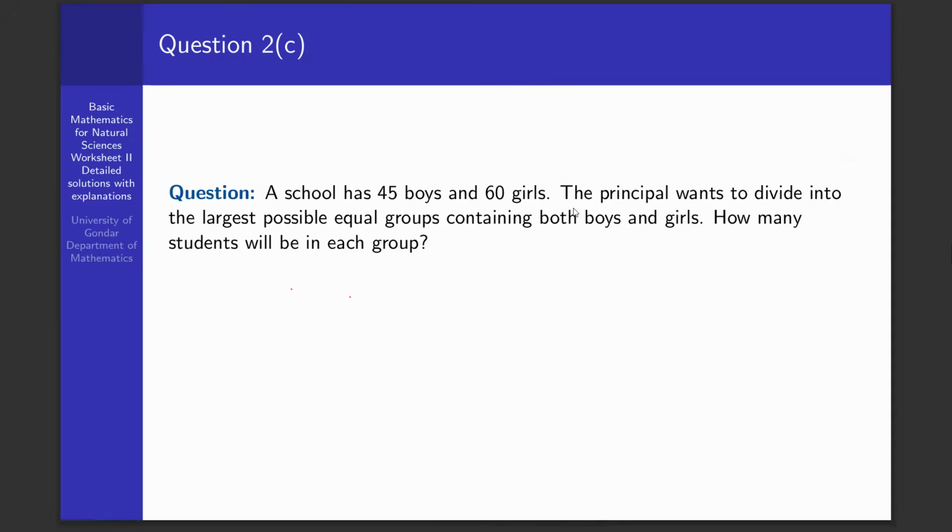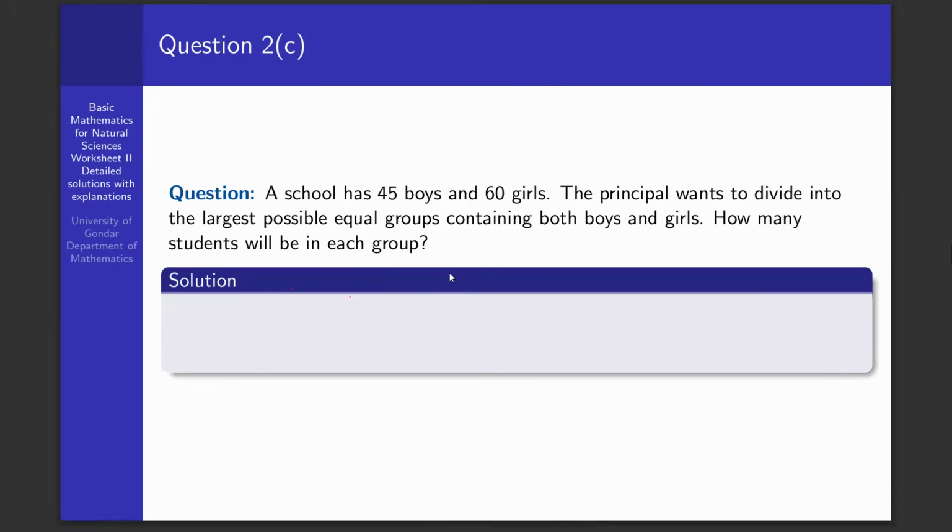What we are given here is the number of pupils in the school, boys and girls, which are 45 and 60 respectively. And the principal of the school wants us to divide them into the largest possible equal groups containing both boys and girls. Then how many students will be in each group?